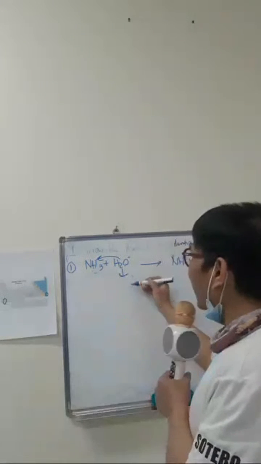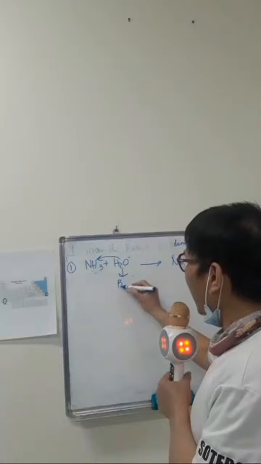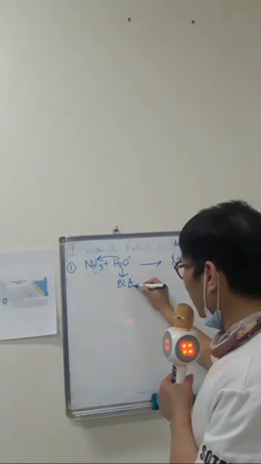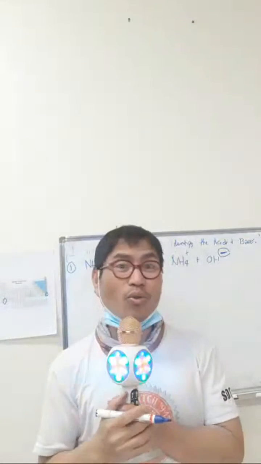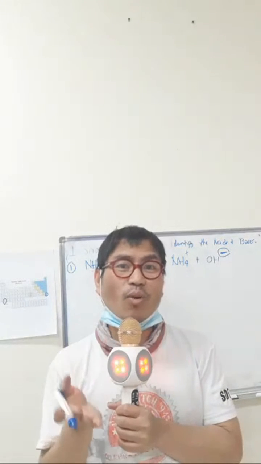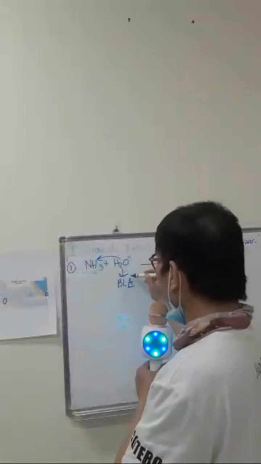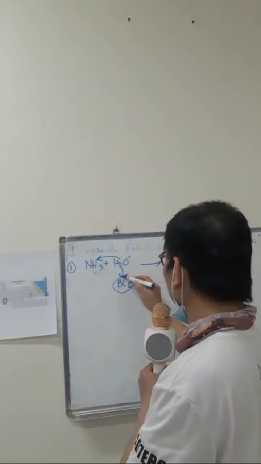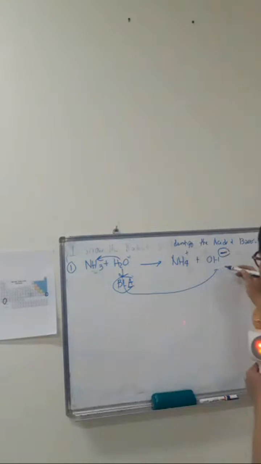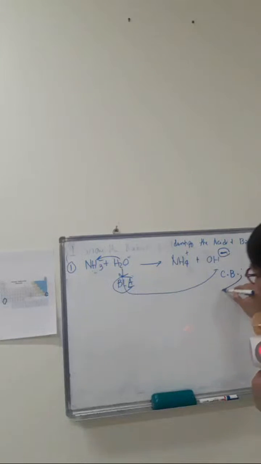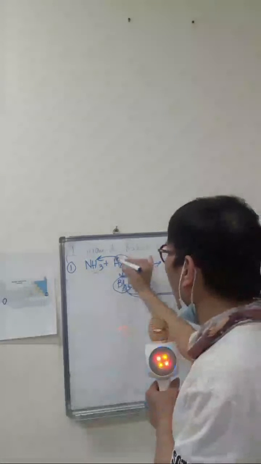So water, see, water is acting as a Bronsted-Lowry acid. But imagine, based on our concept, water is not an acid. But based on the Bronsted-Lowry principle, it will become an acid. Okay? Now, it will become an acid, something like that, and it will yield an OH. So, OH is our conjugate, negative charge conjugate base. Okay, OH negative is the conjugate base of our Bronsted-Lowry acid, which is the water.